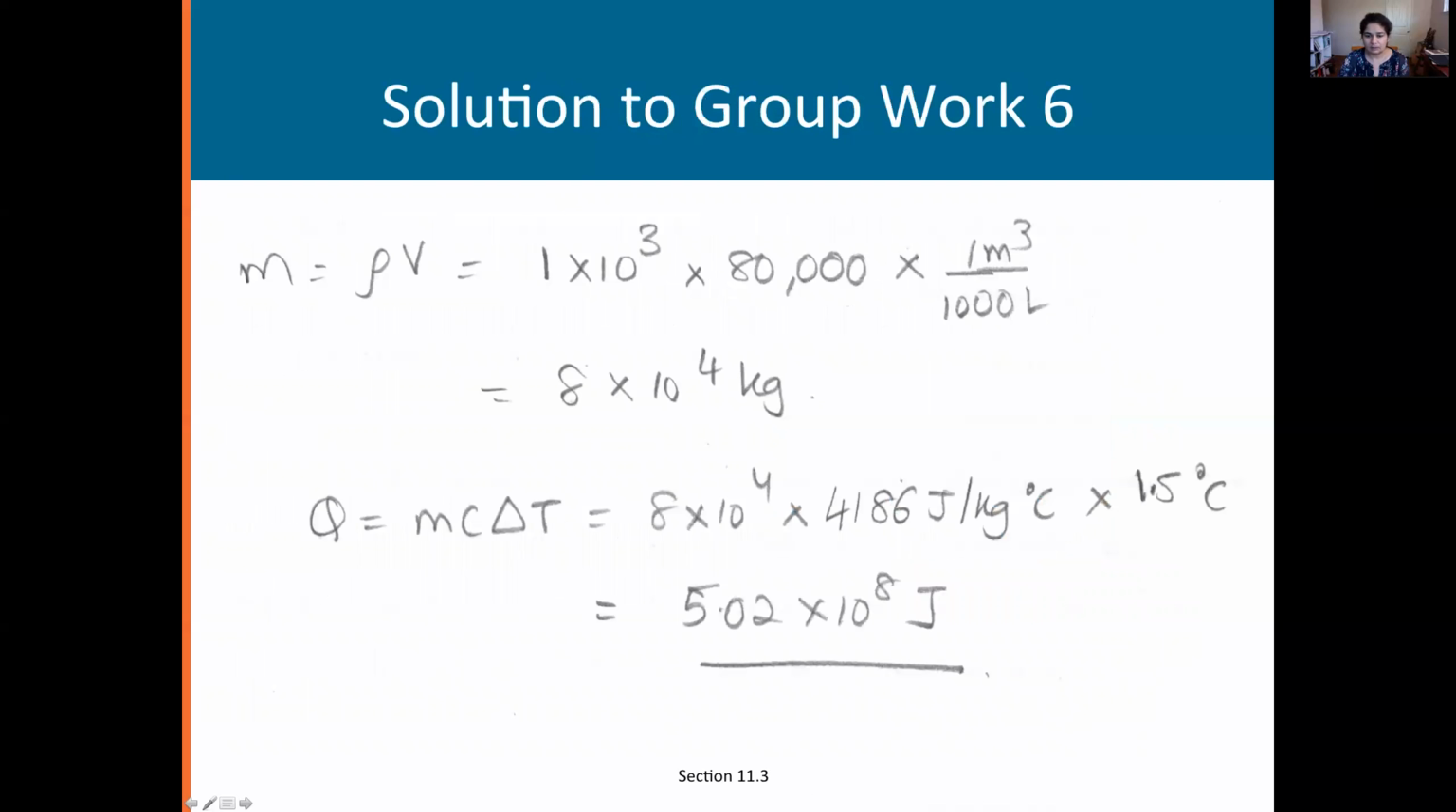Do that and compare your answer with mine. There I find the value of M, there I find Q, which is 5.02 times 10 to the power 8 joules. Okay.